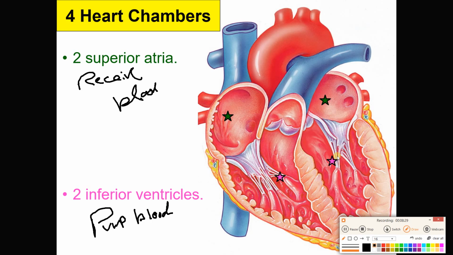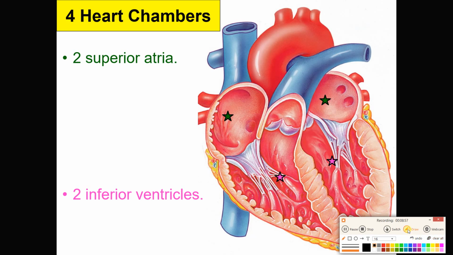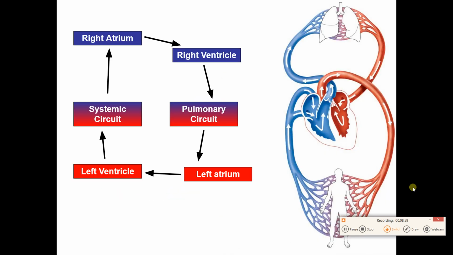We have these because, of course, we have two varieties of blood. We got deoxygenated blood that's going to be on the right side, and then we got oxygenated blood that's going to be on the left side. So two kinds of blood necessitates two receiving chambers and two pumping chambers. All right, we're going to go through all these chambers in exquisite detail. So let's go ahead and do that.